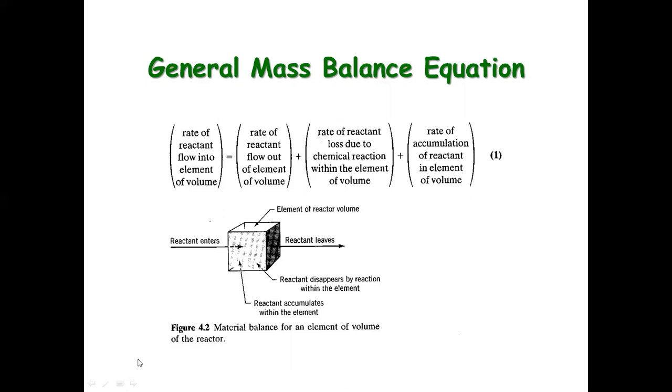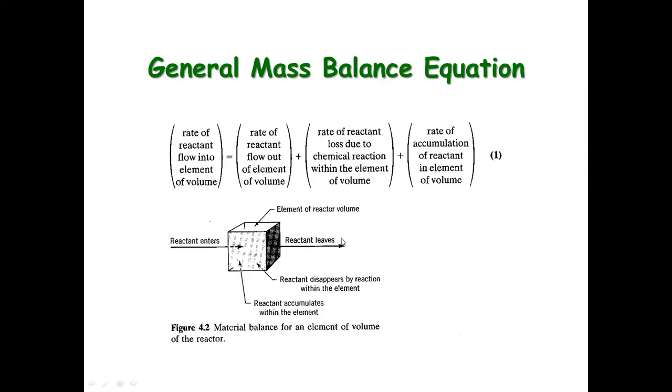So when we speak of the general mass balance equation, it's the same kind of material balance that we're talking about in the other subjects that you have already encountered. The rate of accumulation is placed on the last right side part of the equation. The rate of accumulation is added to the rate of reactant loss due to chemical reaction and the rate of reactant flow out of the element volume.